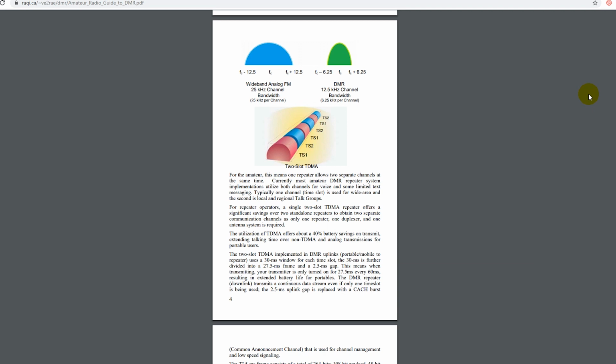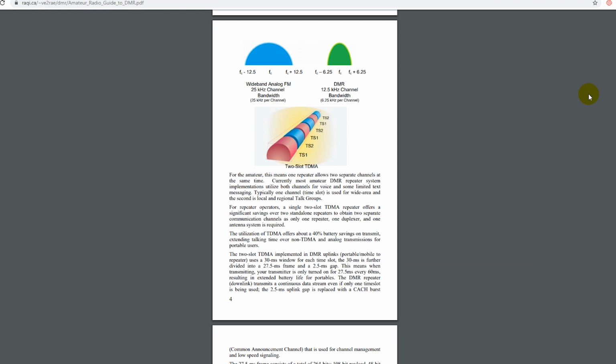Instead of an analog signal, we're now using a digital signal. We're putting the capability for two digital signals within one frequency pair so that two simultaneous conversations can take place on the same repeater. DMR uses narrowband versus wideband, that is a 12.5 kilohertz bandwidth versus a 25 kilohertz bandwidth like analog uses.